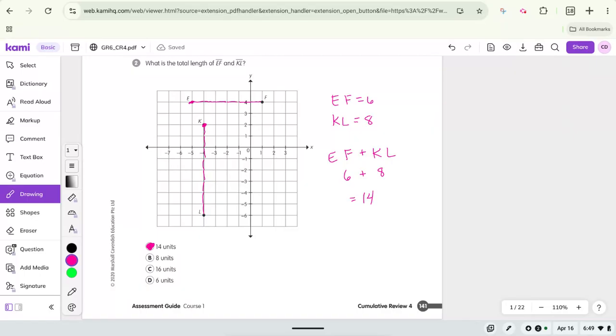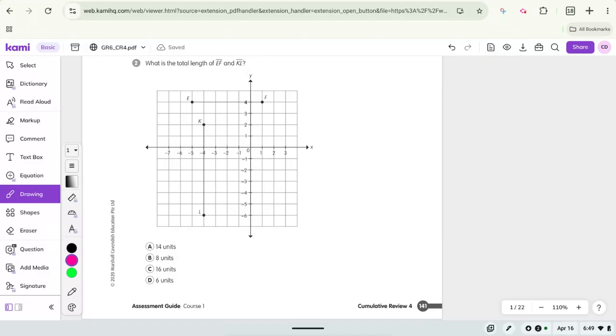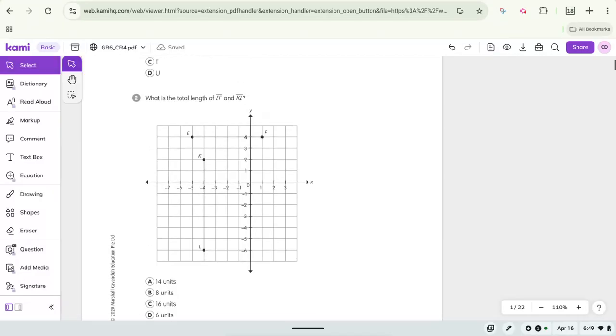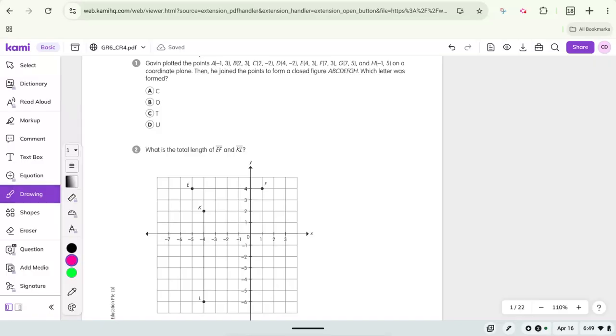All right, so once you have that, let's go ahead and use this same graph for number 1. So I'm going to clear what I have here, and I'm going to go back to number 1. And I'm going to plot these points, and I'm going to connect them as I go. I think that was really the key.